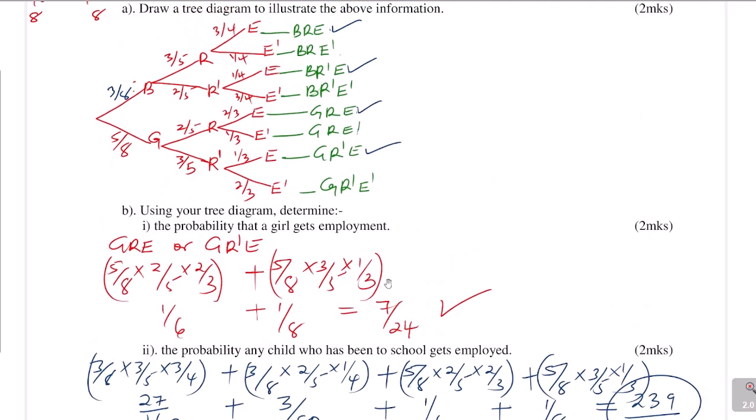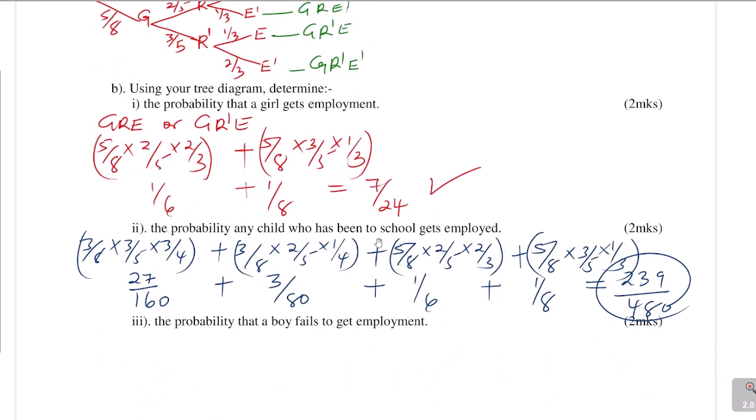The boy fails to get employment. Let's see. Either the boy finishes Form 4 and fails to get employment, or the boy doesn't reach Form 4 and also fails to get employment. So those are the two. You're going to take this branch, 3/8 times 3/5 times 1/4. That is the one that you're going to take. And then 3/8 times 2/5 times 3/4. So we add the two.